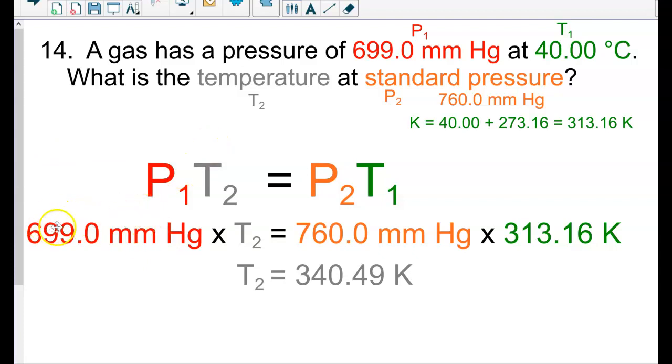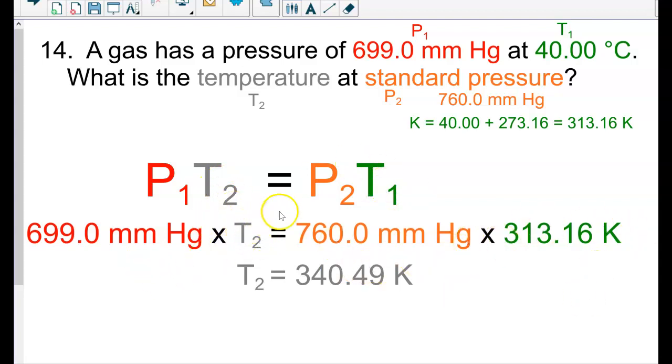Now back to this problem. So P1 is going to be 699 millimeters of mercury. T2 is what we're looking at. Remember, the T's are in their odd spots. We're looking for T2. That's what we don't know. We know we're at standard pressure for our second pressure, which is 760, and our T1 is this temperature right here, and we converted it into Kelvin, so we put it there. I was very careful to put my T2 here and my T1 there.